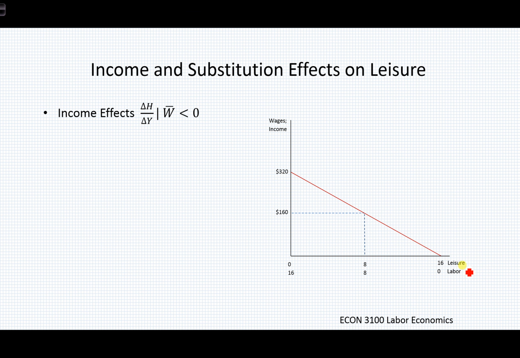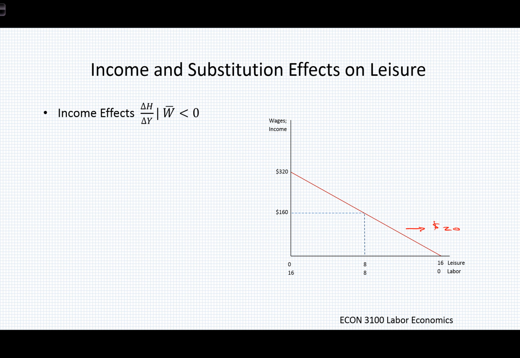We've developed this with 16 hours of leisure giving us 0 income, or 0 hours of leisure, which is the same as 16 hours of labor giving us $320 of income, which suggests to us that we have a wage of $20 because we have a slope of 20 here. So that makes sense to us.